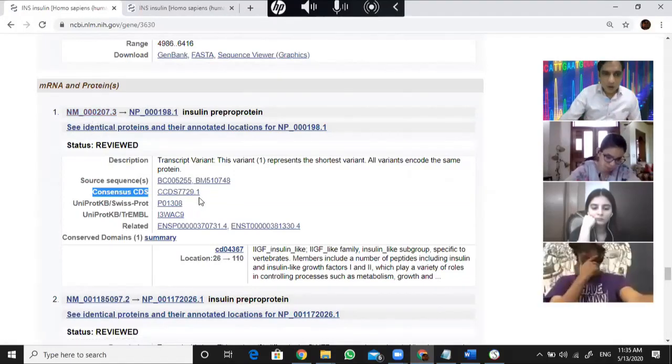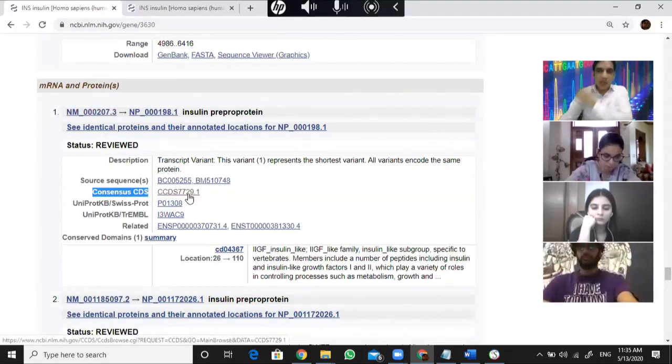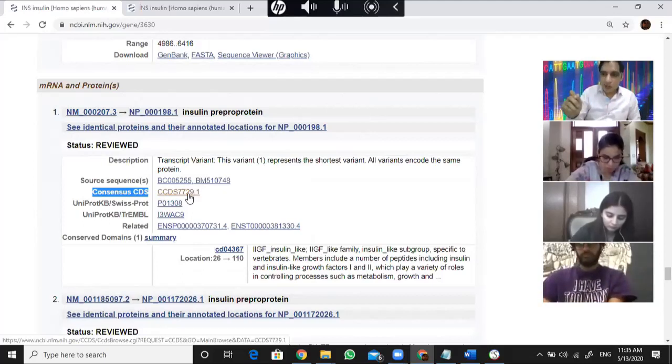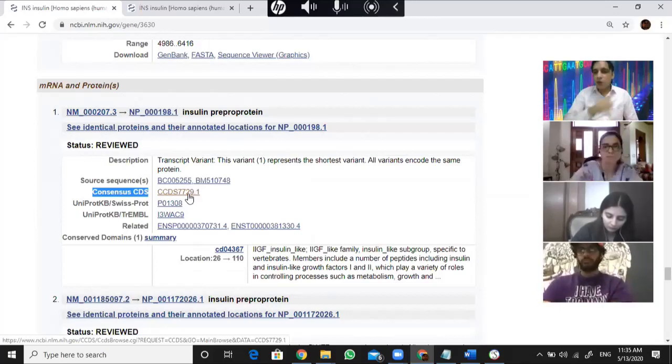So if I click on the CCDS here, it will take me to a sequence of the same gene. Which gene are we talking about? Insulin. But starting from the start codon, ending in the stop codon, and it constitutes only the protein coding regions, which we call exons. This is the portion which we usually use in our research, in our thesis, in primer designing, and in all those things. We will go there, but not now. Let's click on the NM before the session's time runs out.